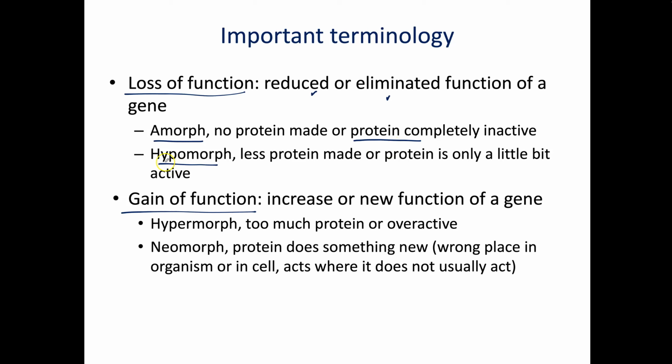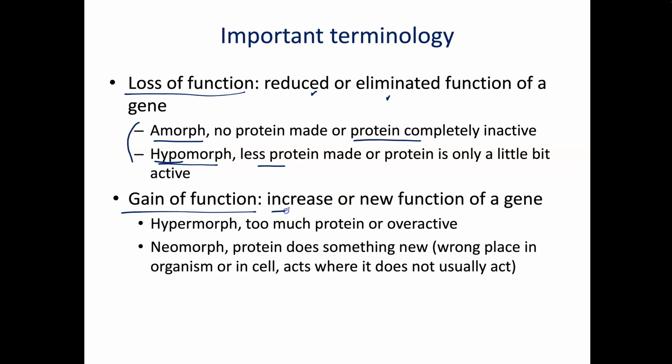Hypomorph means less. Hypo means sort of under. And what that means is you still have some protein, but there's not as much of it as normal, so you have less of it. Or the protein is active, but it's not fully functional, so it works, but kind of slower than usual, and so on. Enough that you can see a phenotype, but it's not a complete loss of function. So when we say loss of function, we're talking about reduction or elimination of the function.